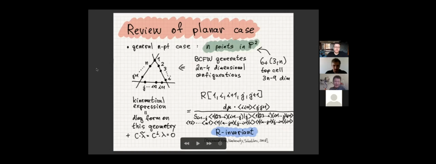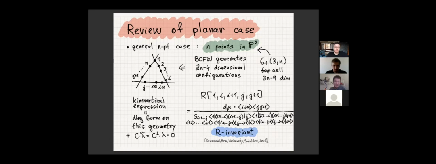Okay, so now let me finish the review by saying what is the general case for G+(3,n). So we have n points in P2. The BCFW generates, if you do a particular adjacent shift, configurations of this form when you have points on 3 lines. The point 1 here is special, and then you distribute all other points in this way. And this is again 2n minus 4-dimensional configuration. That's the one which is relevant for physics.